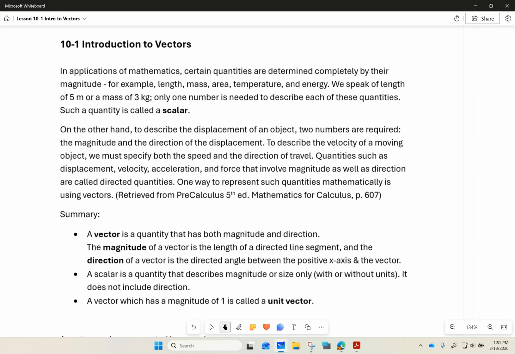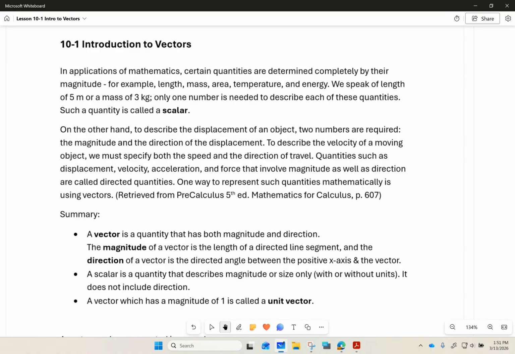Today we're going to cover lesson 10.1 on Introduction to Vectors. I know we are now just starting this video, but would you take a moment and pause the video, read these two initial paragraphs, and then come back to me. Okay, thanks for taking the time to read that.